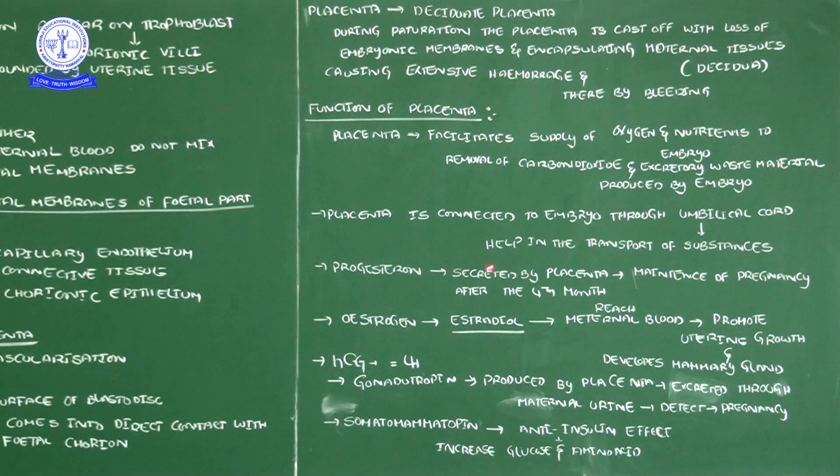From the 4th month onwards, progesterone is secreted by the placenta. That progesterone maintains the pregnancy.